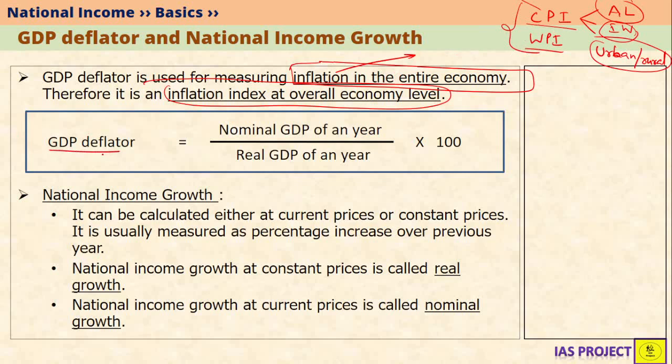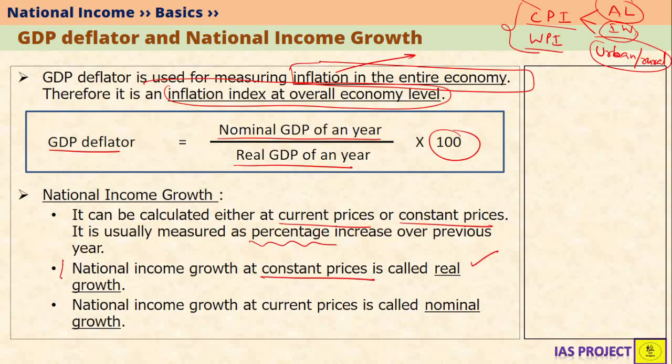GDP deflator is given by this formula. It is nothing but nominal GDP of a year divided by real GDP of a year into 100. Let's talk about national income growth. National income growth can be calculated either at current prices or constant prices. It is usually measured in terms of percentage increase over previous year. If we measure national income growth at constant prices, it is called as real growth or real income growth.